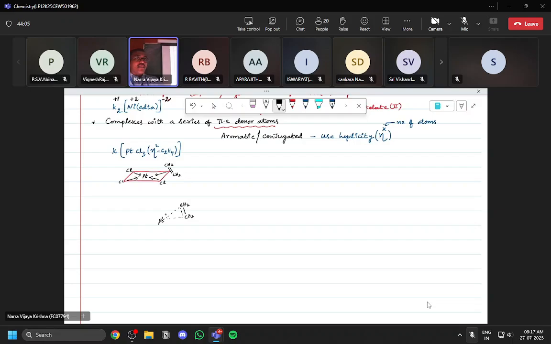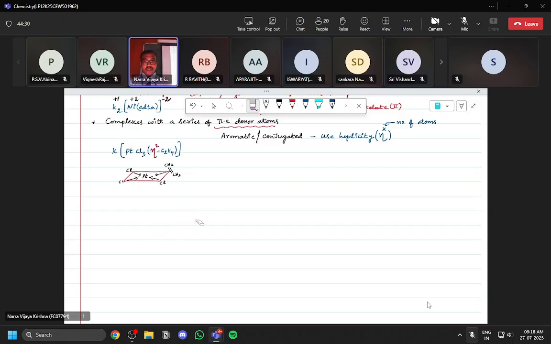In reality, the reason: the pi electron belongs to both carbons. Every carbon has one unpaired electron in its p orbital. So both carbons are donating their unpaired electrons. Both put together, one lone pair of electrons is donated to platinum. So for that, I am using the symbol eta 2. Are you able to understand the meaning of that eta 2 now?